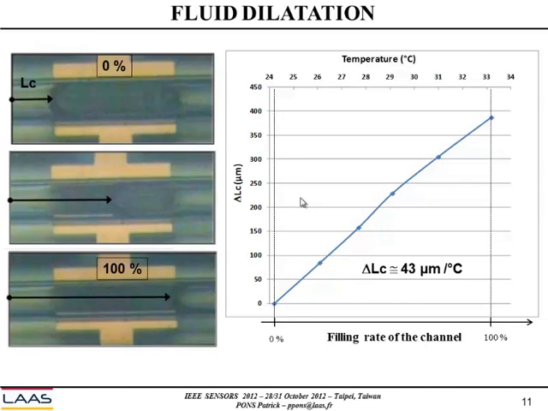We have made some measurement of free dilatation inside the channel. Here you can see the position of the water in the beginning of the capacitor. It means this 0% of filling up to 100% of filling correspond to the end of the capacitor. And here we have the shift of the position of the water inside the channel versus the temperature, between 24 to 33 degrees, which correspond to 0 to 100% of the filling. And we have here a shift which is around 43 micron per degree.